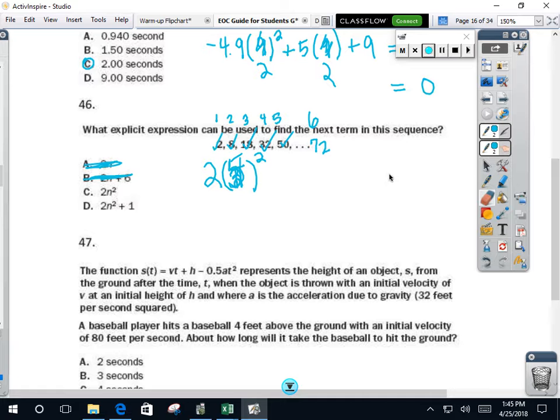Weren't those the numbers you had? 2, 8, 18, 32, and then 50. So that's another way to do it if you're not sure how to plug in. Graph each one, look at the table, and see which one produces those y values. All right, number 47.